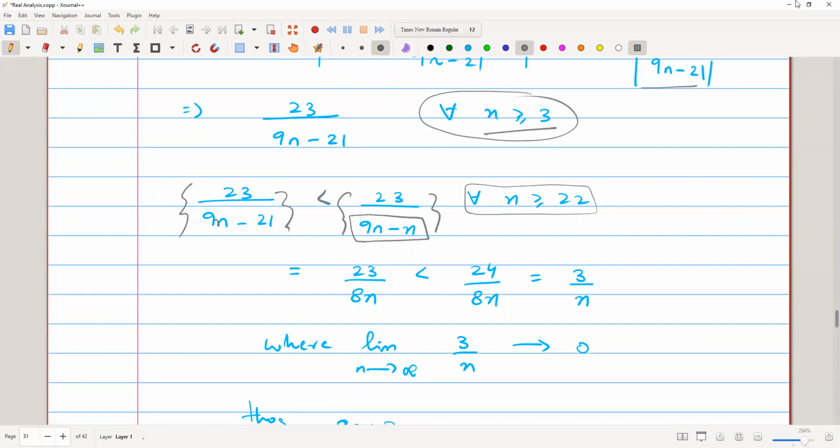So now we have found this Bn that is greater than this An, and we will show that this Bn converges to 0. Then this will imply that the sequence An converges to its given limit, that is given in the question, that is 2 over 3. So now this sequence Bn is greater, so we can write 23 over 8n, which is less than 24 over 8n. It's fine, we can write that.